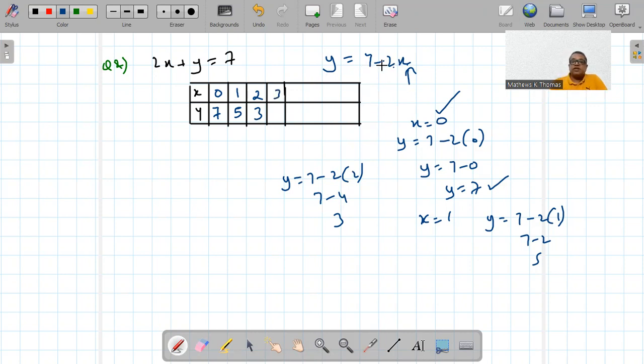Next, I'm going to put x as 3. So y will be 7 minus 2 into 3. 7 minus 6, so y is equal to 1. So you see, I'm getting 4 values. You can take 4 values, 5 values, 6, whatever the question asks. Depending on that, you can put random values of x and keep solving this. You will get the value of y. So this is my first part, 2x plus y is 7.